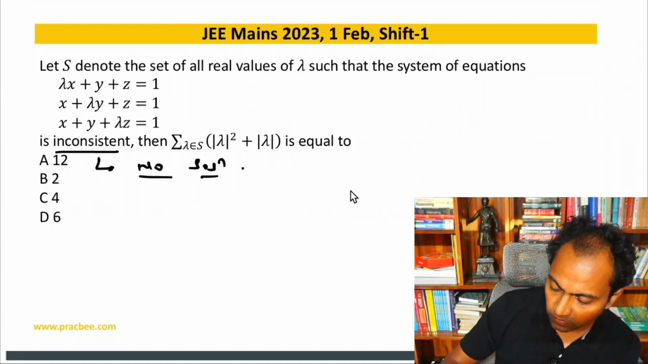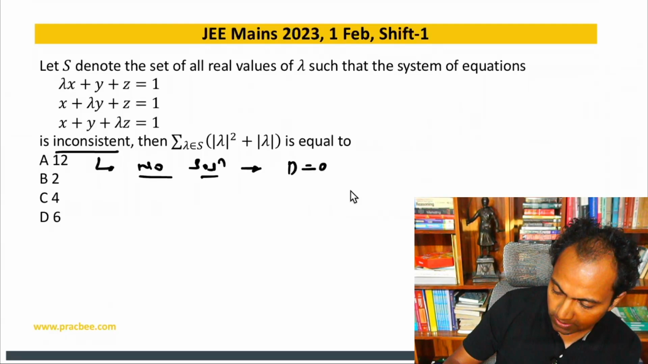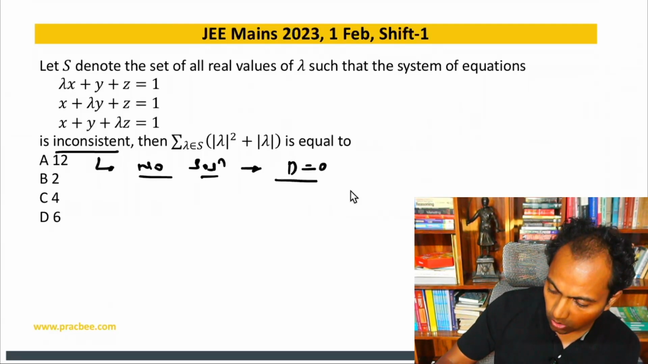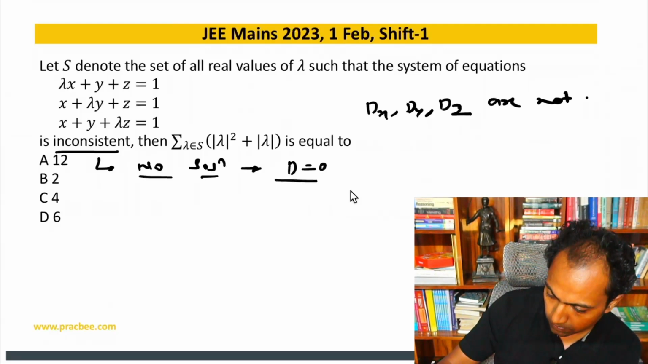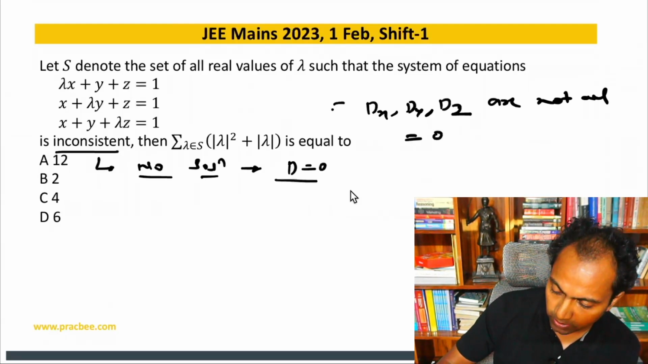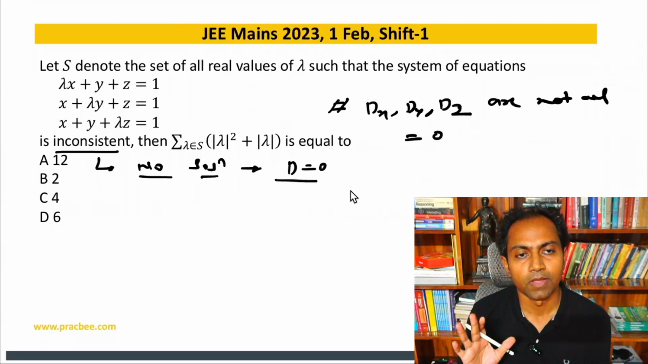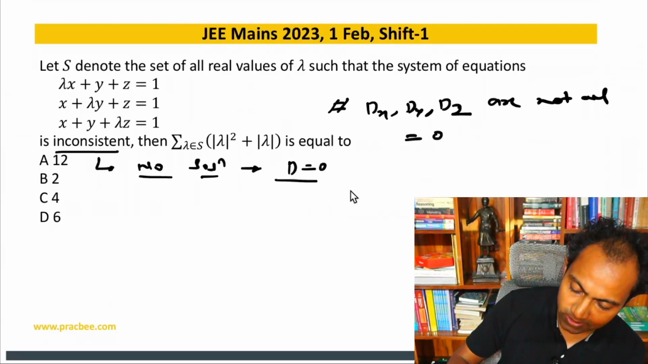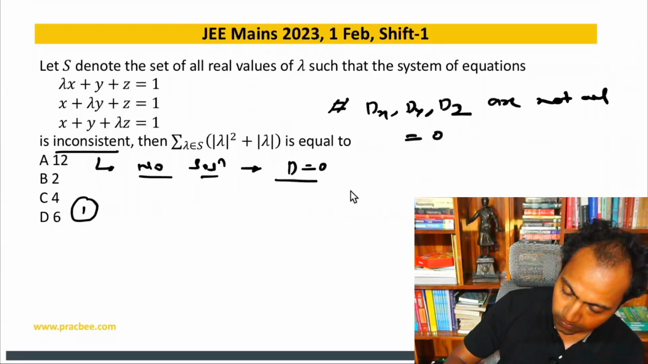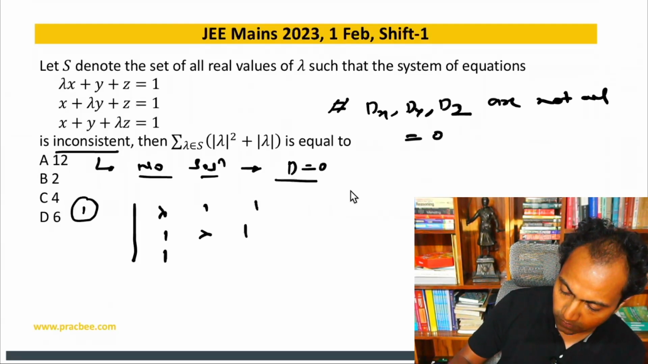So a system of equations will have no solution if d is equal to 0, but dx, dy and dz are not all 0. Okay, this is an important idea. This we need to remember. Now once you understand this much, see, d is equal to 0. Let us start from here. So if I write the value of d, it is lambda 1 1, 1 lambda 1 and 1 1 lambda. This should be equal to 0.